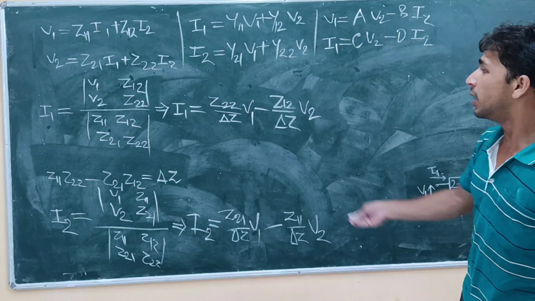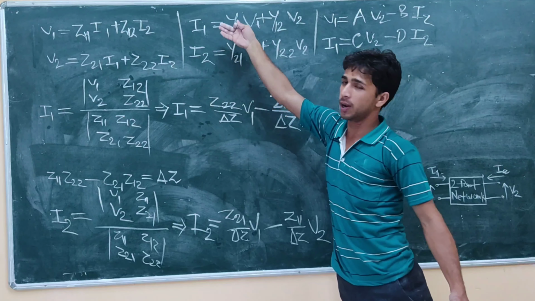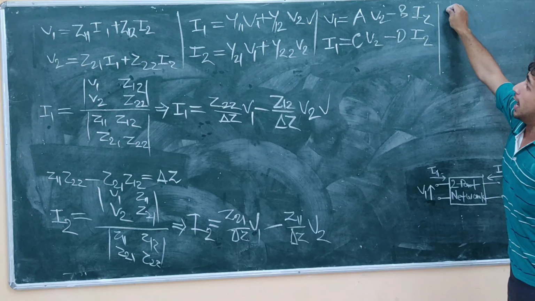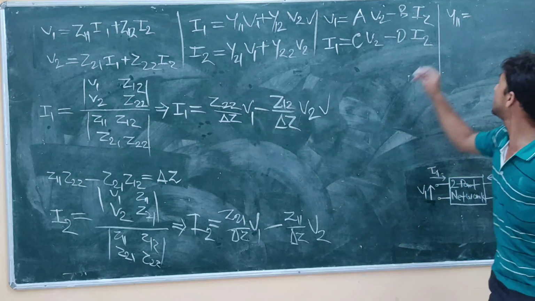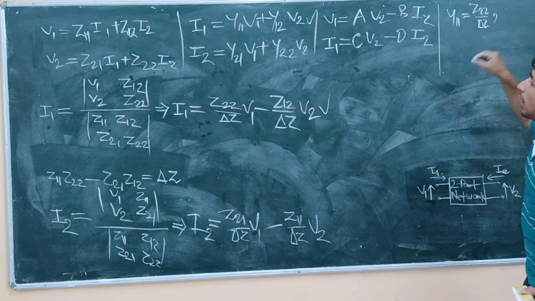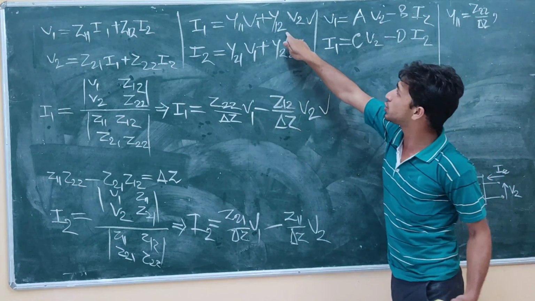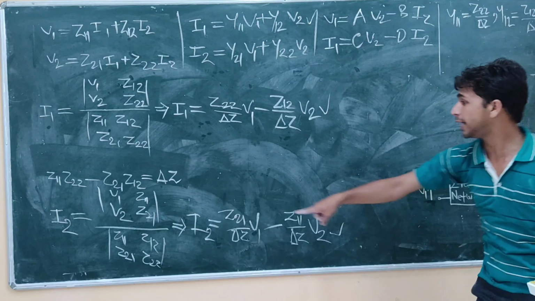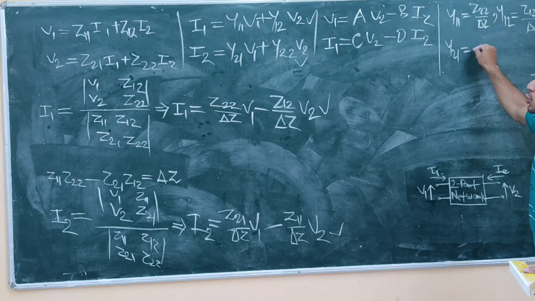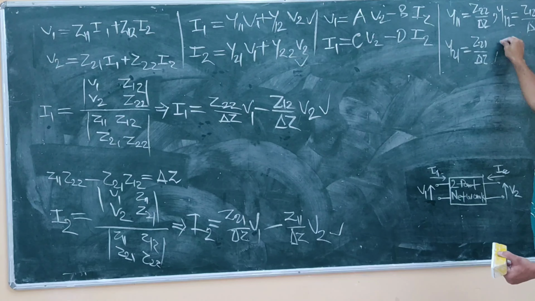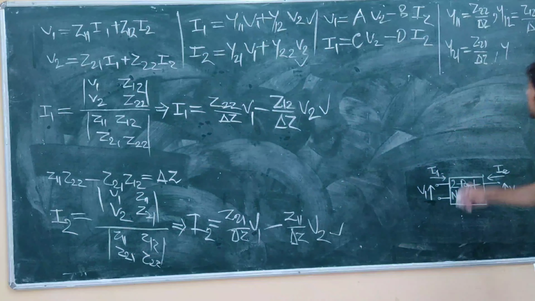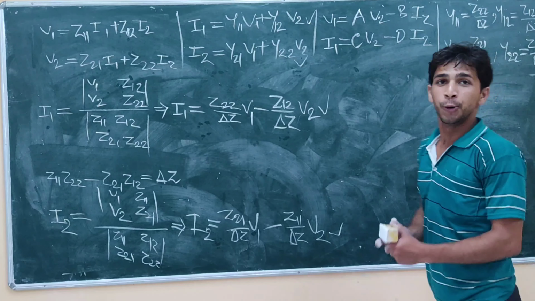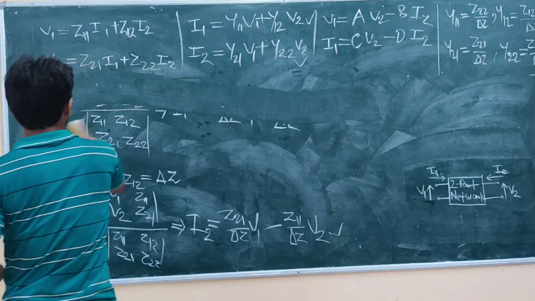Okay, now let's compare these I1 and I2 with the admittance equations. Y11 equals Z22 divided by delta Z, and Y12 equals Z12 divided by delta Z. By comparing this I2 with the admittance I2, we get Y21 equals Z21 by delta Z, and Y22 equals Z11 by delta Z. Okay, we have established the relation between the Z and Y parameters, that is impedance and admittance parameters.